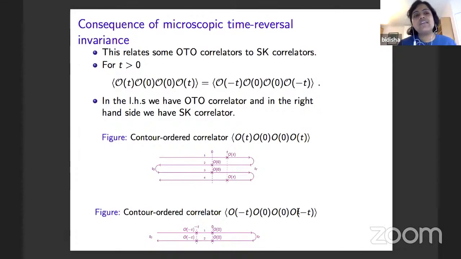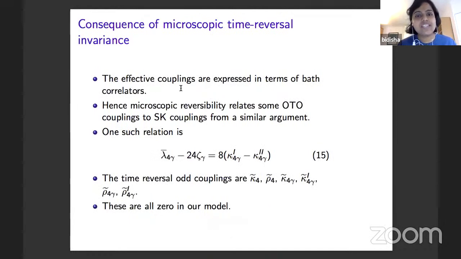So we notice that under microscopic time reversal invariance, some of the OTO correlators get related to Schwinger-Keldysh correlators, which are just correlators defined on a single time fold contour. Now, since the effective couplings, as I discussed, are expressed in terms of bath correlators, under microscopic time reversal invariance, definitely some OTO effective couplings will get related to Schwinger-Keldysh effective couplings, because both of them are expressed in terms of bath correlation functions, and those bath correlators get related to each other under time reversal. And one such relation between these OTO couplings and Schwinger-Keldysh effective couplings is of this form.